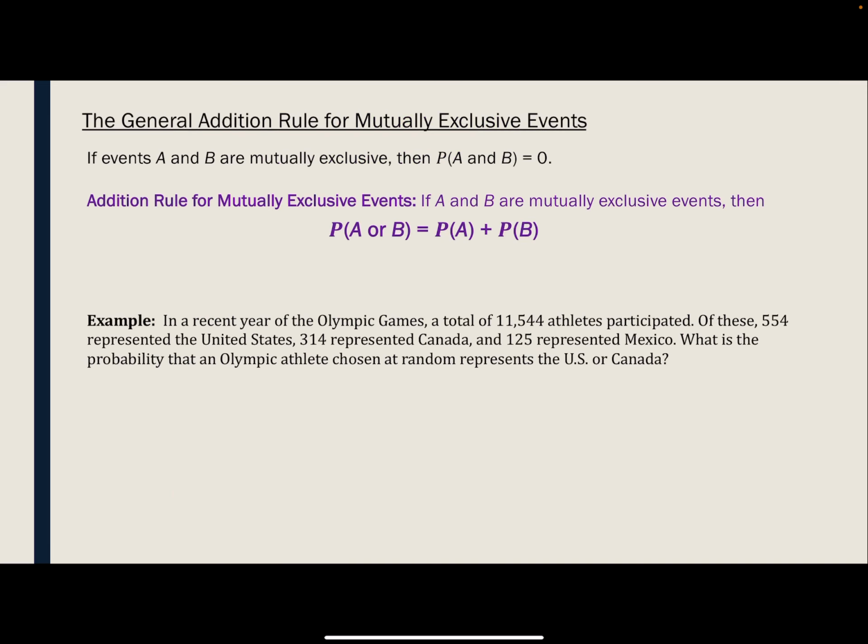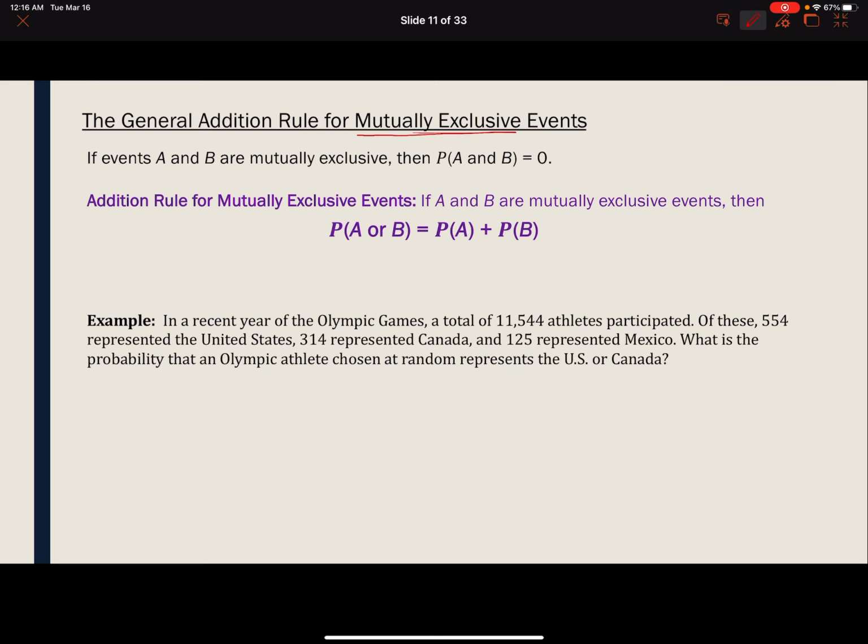So the general addition rule for disjoint events, specifically for mutually exclusive events, means that you don't have to subtract off the intersection. Why? Because there is no intersection. The probability of A and B for mutually exclusive events is 0, so that part is left off of the formula.